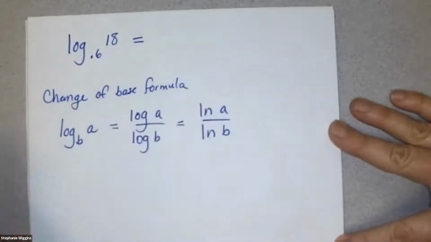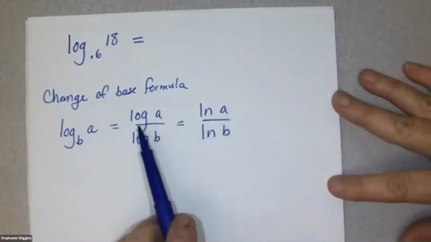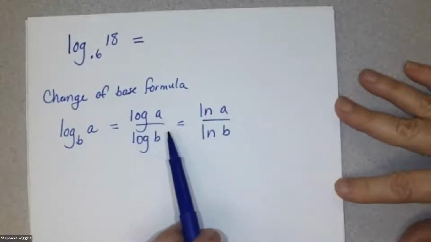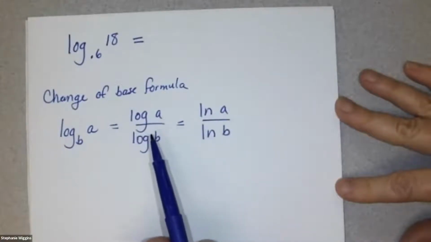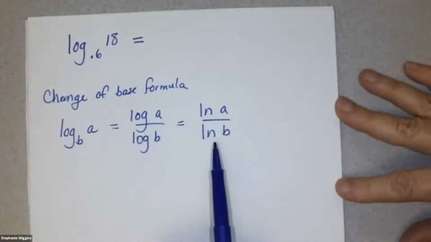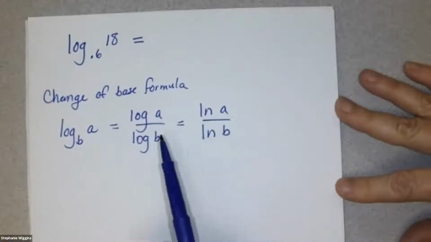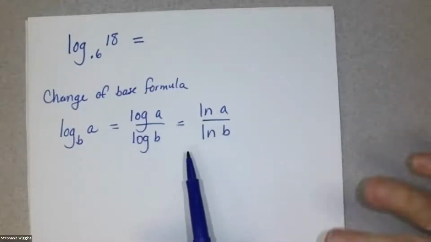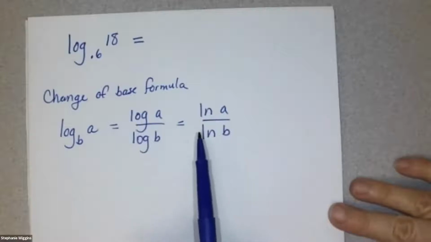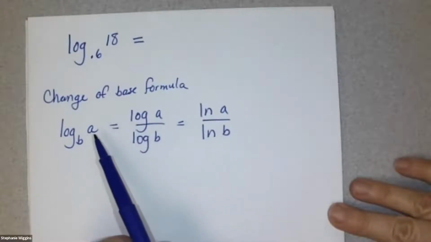Really any base, but because your calculator has these 2 stored in it, you would want to either use this formula or this formula. And notice the base is on the bottom. That's how I memorize this formula. I always remember the base is on the bottom and the numerator is just the other number.